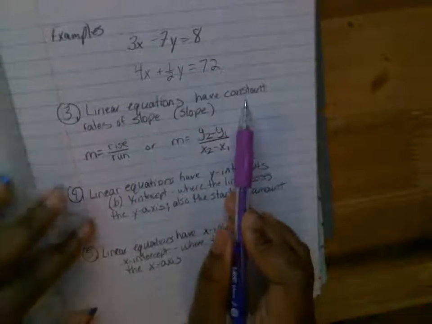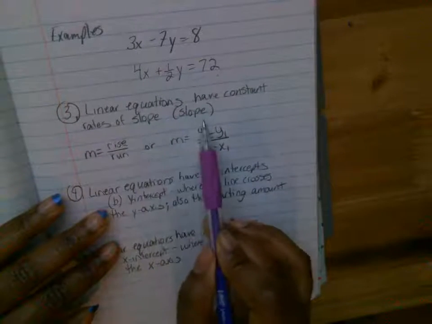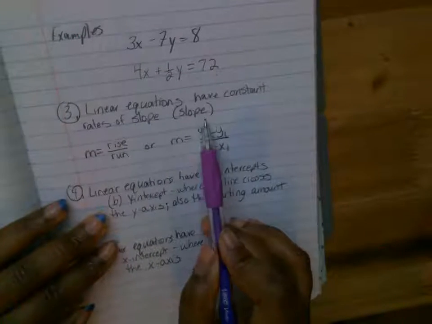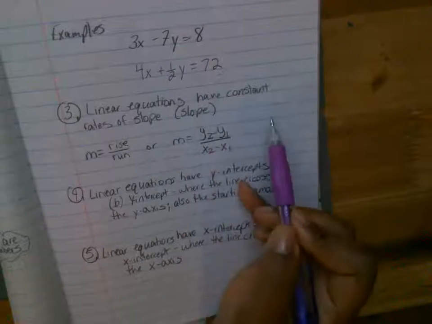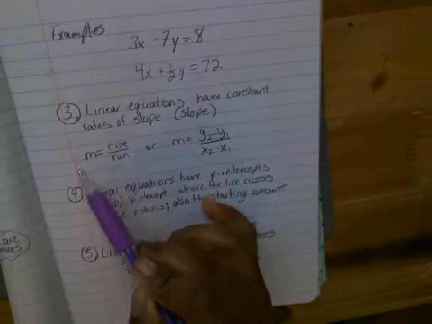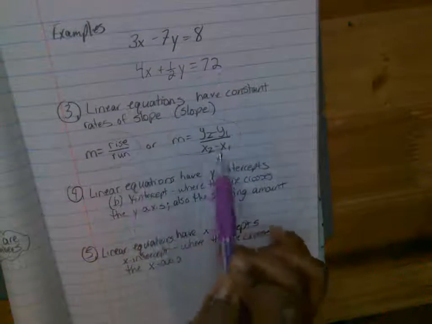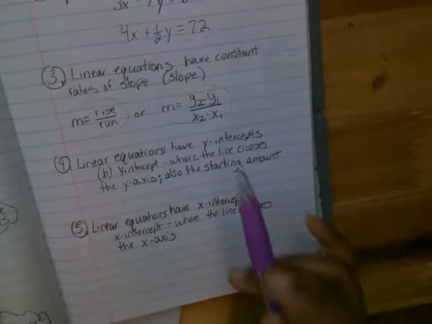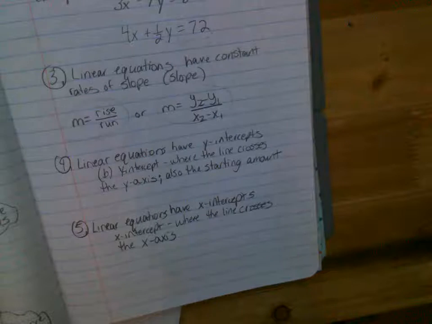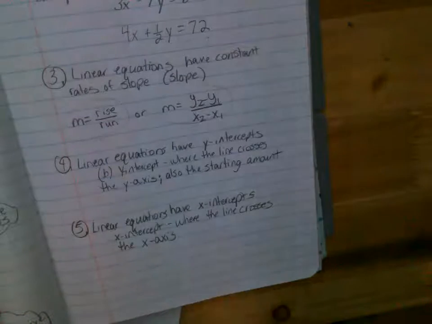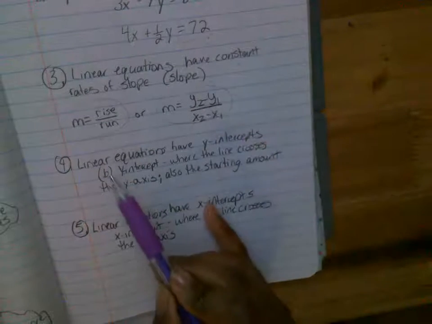Linear equations are equations that have constant rates of change. To find the rate of change or the slope, there are two formulas for it. Remember that in a linear equation, slope is not going to change. It's not going to go from 5 to 7. It's going to stay either 5 the whole time or 7 the whole time. That's what makes it a straight line.